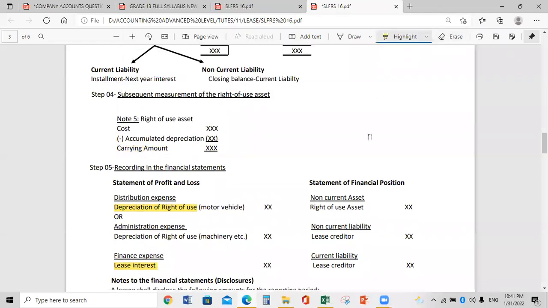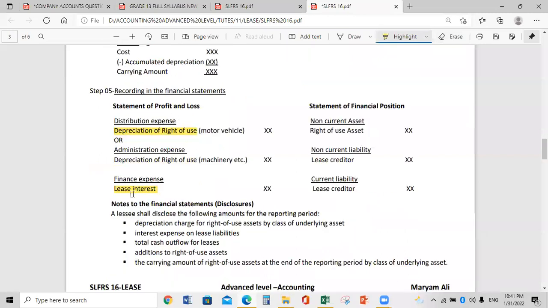Okay. So I see here 1, 2, 3. This is the third place. Under the non-current asset, you should say right of use. Fourth place is non-current liability, lease creditor. Fifth place is current liability, lease creditor. So guys, for the lease adjustment, you have to record in 5 places.